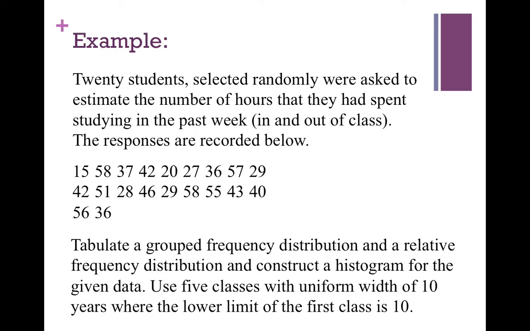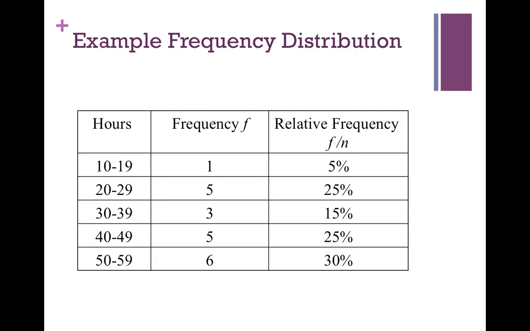One important thing to note is the last sentence. We're told to use 5 classes with uniform width of 10 years, where the lower limit of the first class is 10. Right? I'm going to take that information with me to the next slide. So 5 classes, uniform width of 10, starting at the number 10. So here's what my frequency distribution looks like.